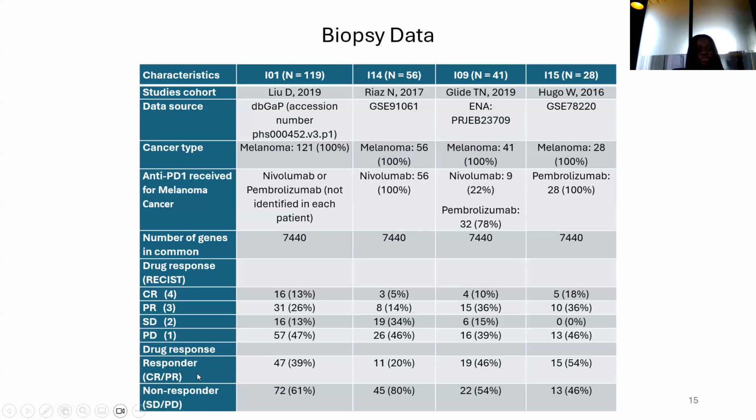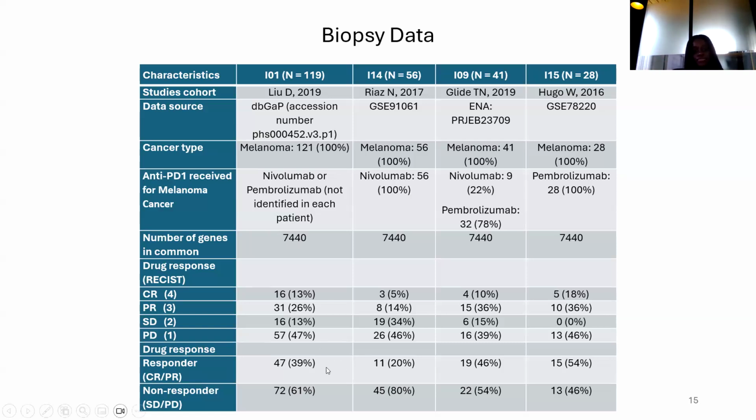And for me to ascertain responders and non-responders for this particular experiment, I decided to put complete responders and partial responders as the responders, and the non-responders as people who have stable disease and then progressive disease. But in other experiments, I could have put complete response, partial response, stable disease as all the responders, and then progressive disease as just the non-responders.